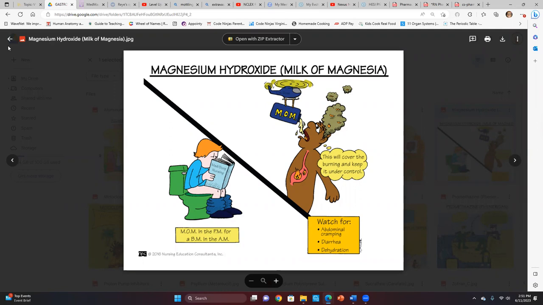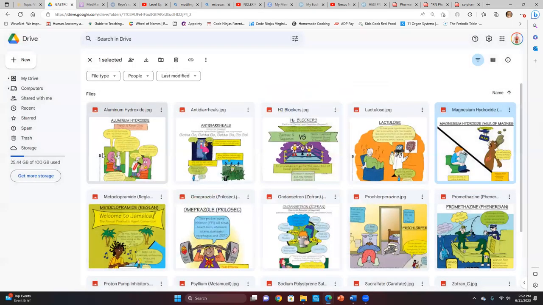With any medication that starts diarrhea, I'm not going to give it to a patient that has suspected appendicitis. I'm going to question that order. I'm going to request clarification. And I will not give a medication that starts diarrhea to a patient that has unknown abdominal pain. That's just not a good idea. That patient should be NPO.